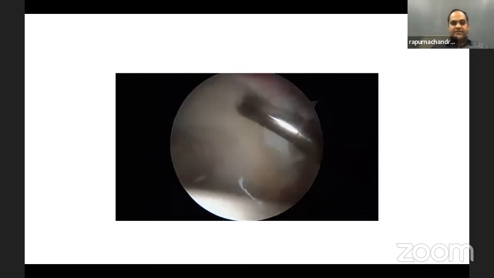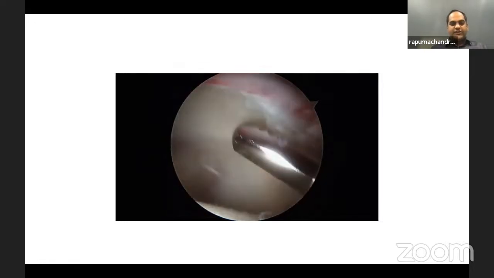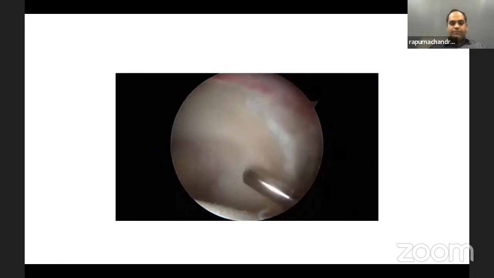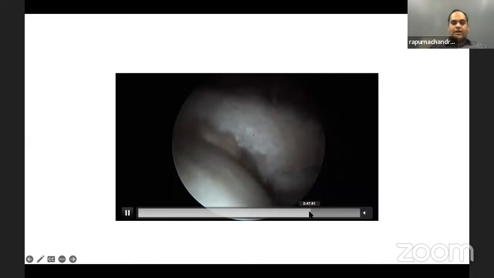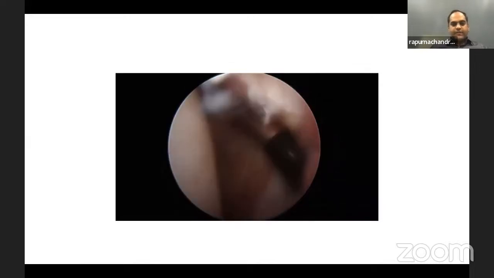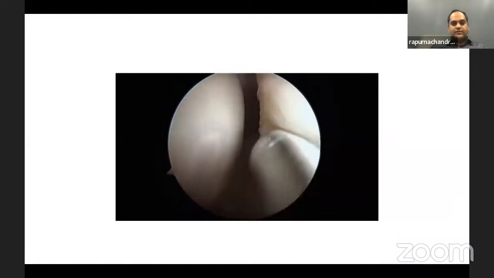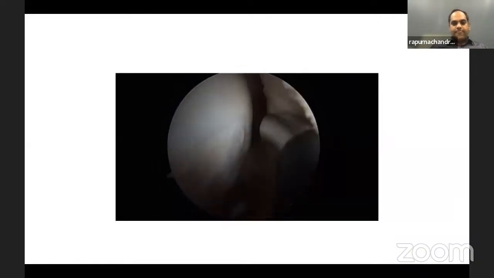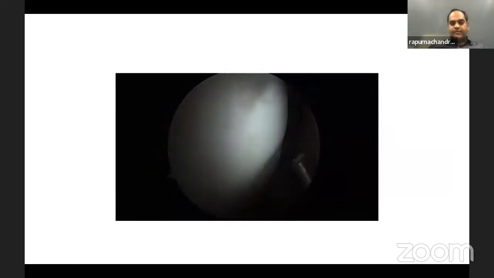Once that is done, you can see that I remove the frills of the labrum that can cause pain in the patients, and progress with a small trimming of the cam to finish the surgery. Once that is done, we release the traction. That's me identifying the cam deformity.